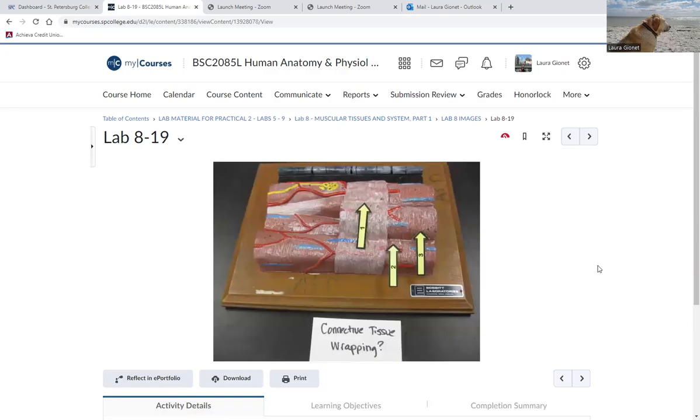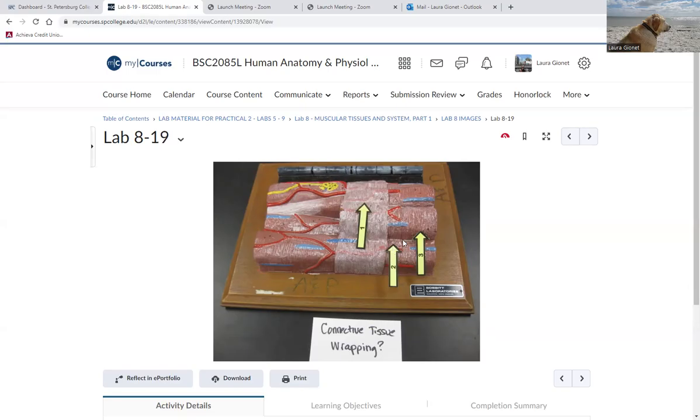This is the model that represents the 3 different connective tissue layers. One is the most superficial and the outermost layer, so that would be the epimysium. Remember, the epimysium surrounds the entire muscle, continues at the ends as the tendons. Tendons attach muscle to bone, ligaments attach bone to bone.